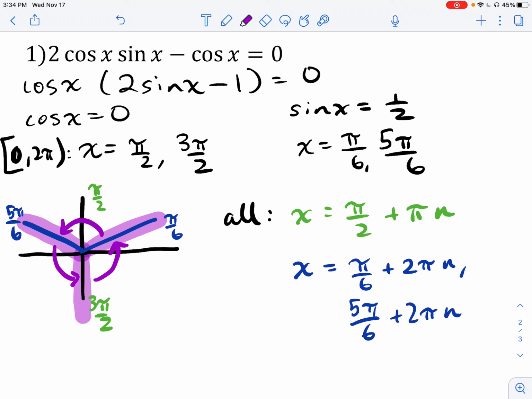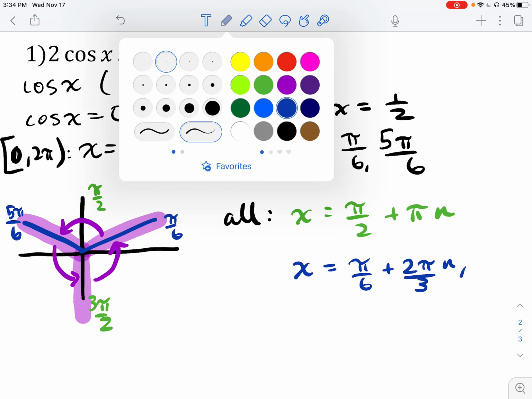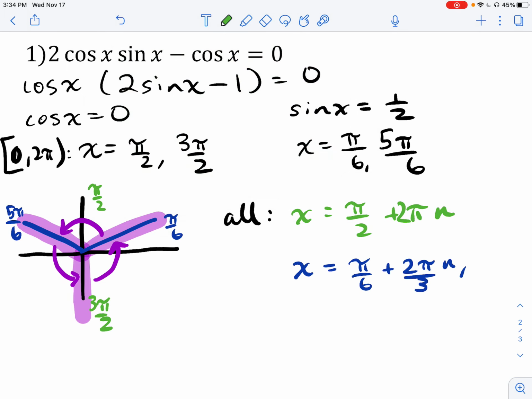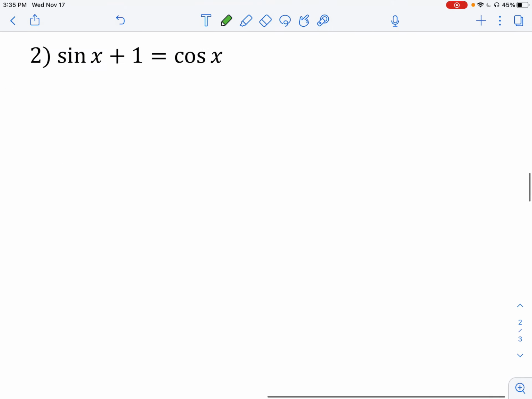So I can say actually pi over 6 plus 2 pi over 3 n would be one of the equations. And then pi over 2 plus 2 pi n, basically any angle that lands in that position, would be the other equation. Okay, so these would be all of our equations there. A little tricky, but I promise that as you work through more of these, you'll be able to see these a little bit more efficiently. All right, go ahead and try number 2 now.